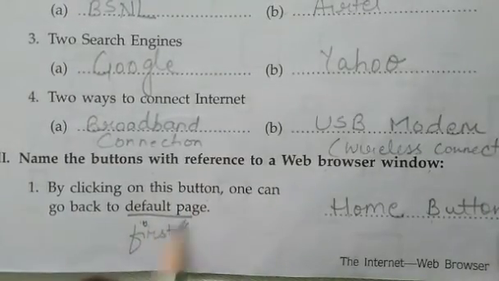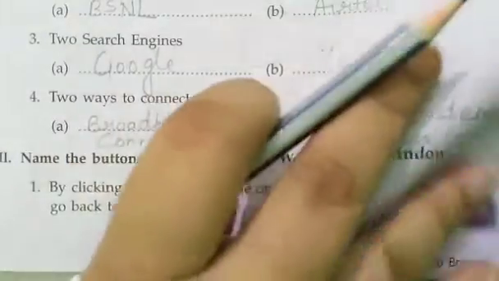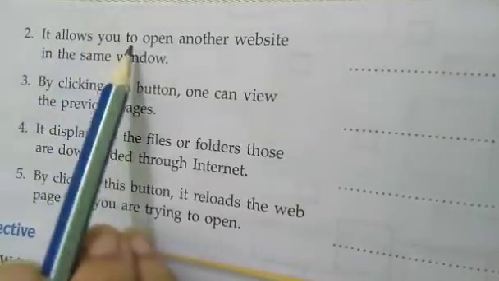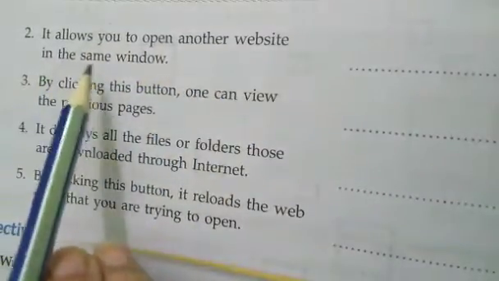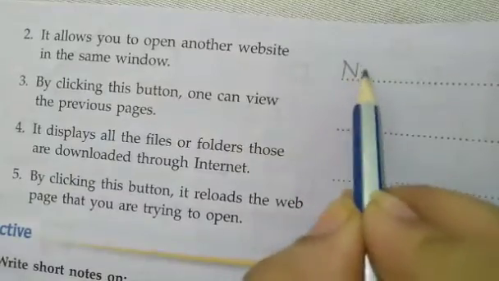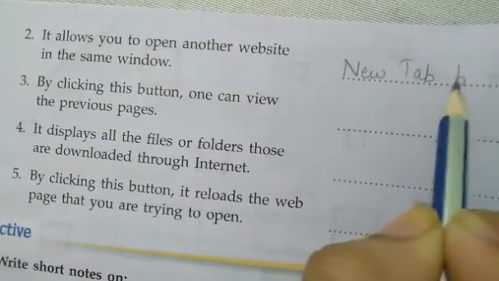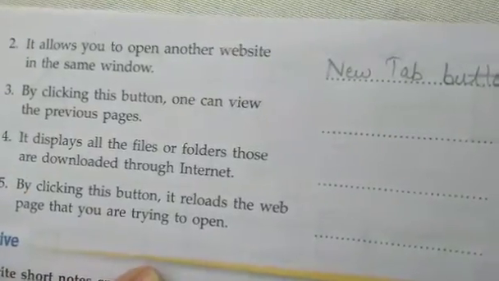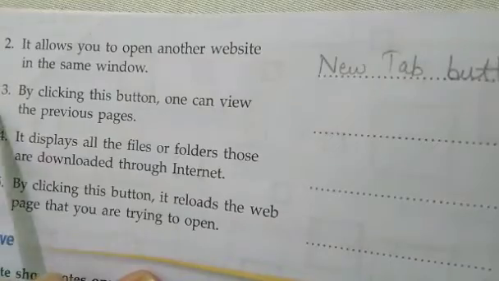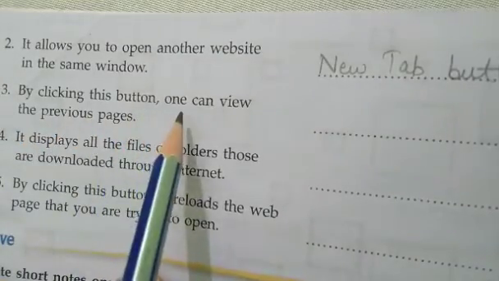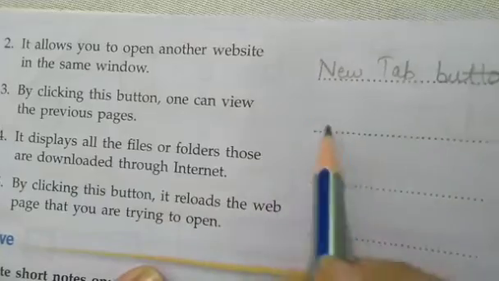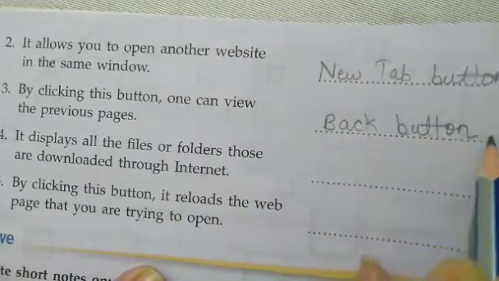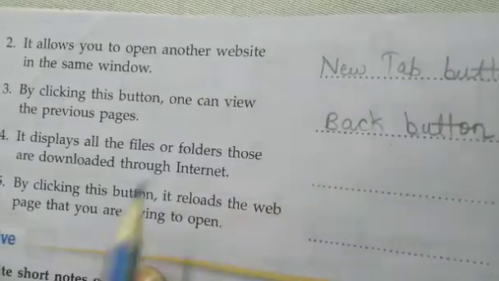Okay. Now turn to page number 76. Second one. It allows you to open another website in the same window. Write down new tab button. The new tab button allows you to open another website in the same window. Third one, by clicking this button, one can view the previous pages. Write down back button. You can go back to the previous pages by clicking on the back button.